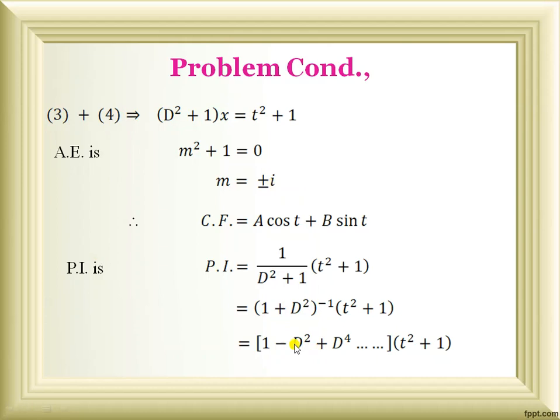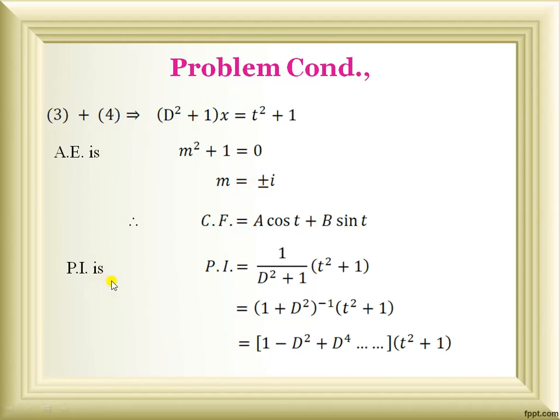Therefore, the complementary function formula is e power alpha x into a cos beta x plus b sin beta x. Here alpha is equal to 0, and e power 0 value is 1. So I will get a into cos 1 into t, because beta value is 1, plus b into sin t. This is our complementary function for the above roots.